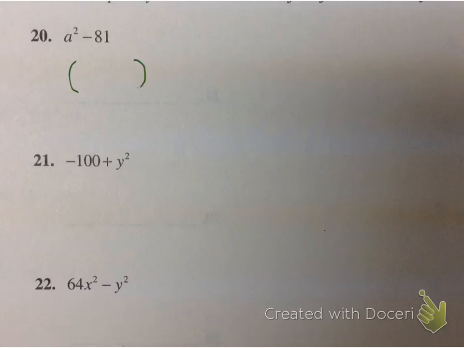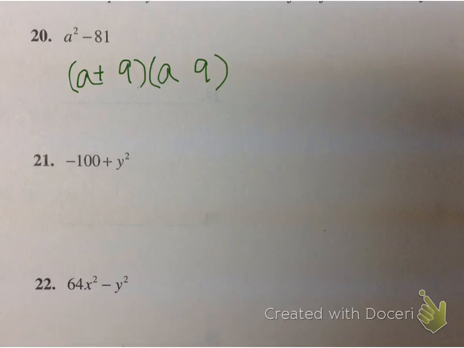They are still going to break down into two binomials. How do you get a squared? Well, that's a and a. How do you get 81? Well, that's 9 and 9. The reason why there's no middle term is because when you do FOIL, the two middle terms cancel out. What that means for us in our factors is one must be a plus and one must be a minus.